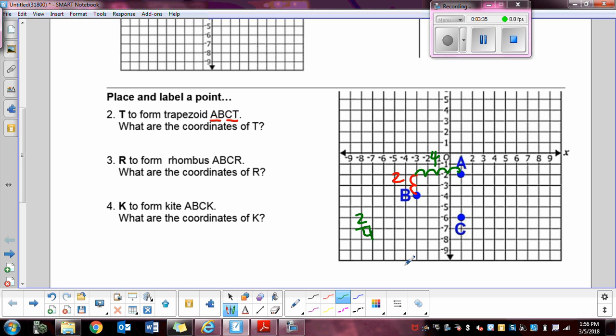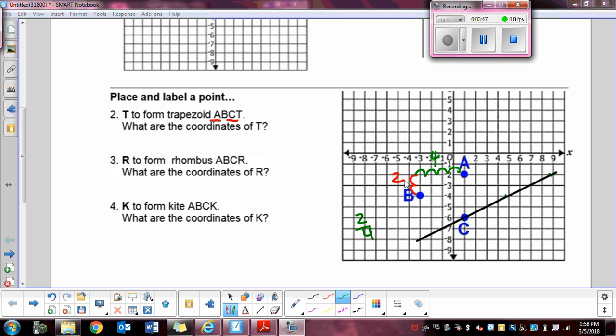The slope between C and T has to be the same. It has to be 2 over 4. Since B to A is 2 over 4, I'm going to find the slope for C. I'm going to go up 2 over 1, 2, 3, 4, and that is going to be a point. And then I just drew a line. All you need is 2 points to draw a straight line. Now I know that T can be anywhere on this straight line, right here, right here, anywhere.